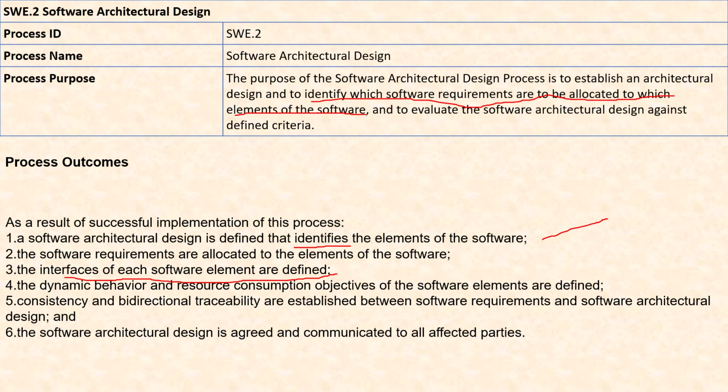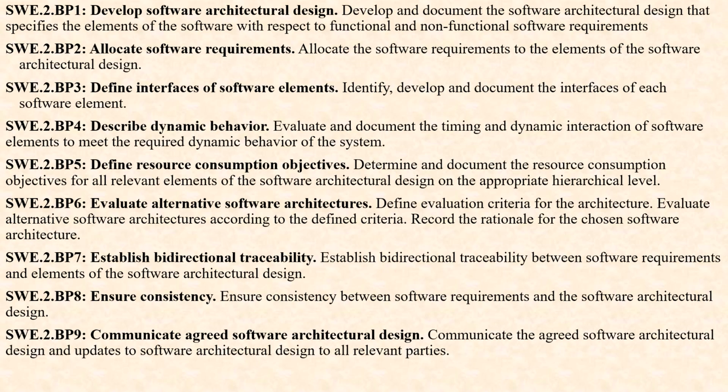And next comes the consistency and bidirectional traceability. They are established between software requirements and software architectural design. All right. I assume that I have already spent enough time on the importance of consistency and bidirectional traceability. Next comes: the software architectural design is agreed and communicated to all the parties. Again, this communication and informing all the stakeholders is of paramount importance. Now let's see all the base practices one after the other.